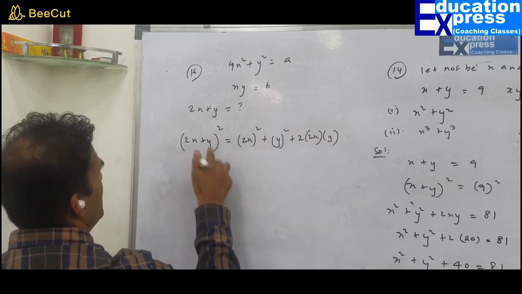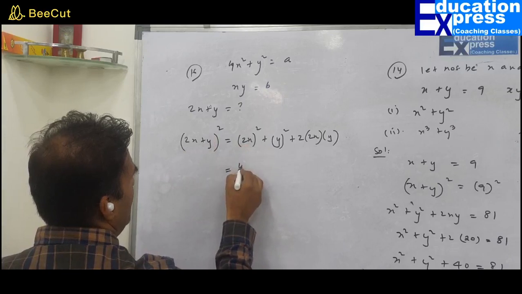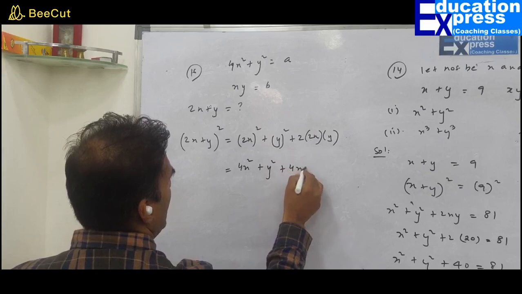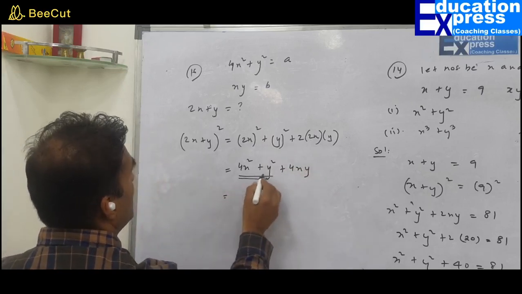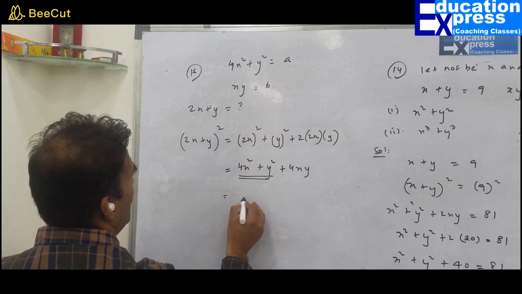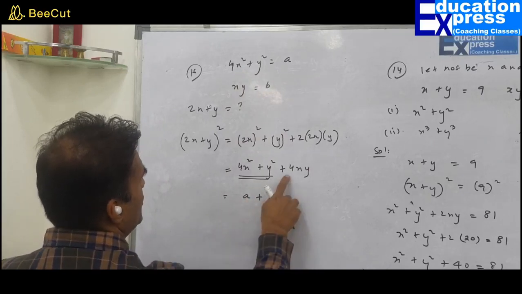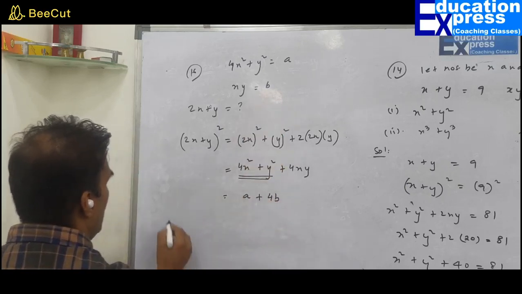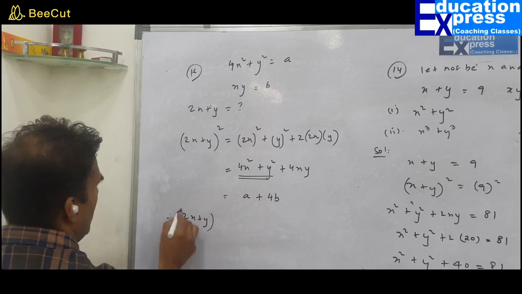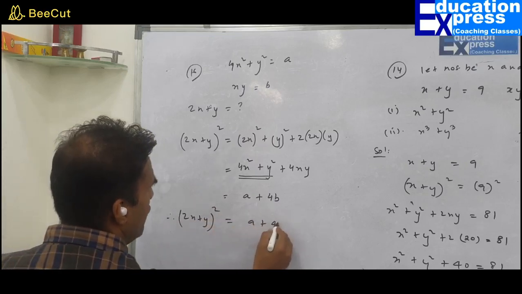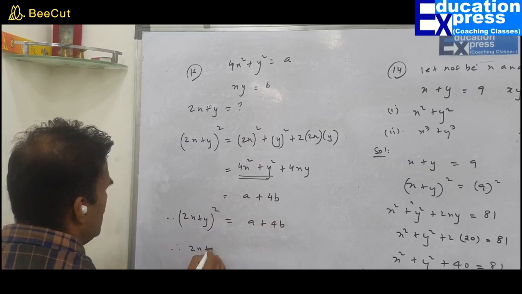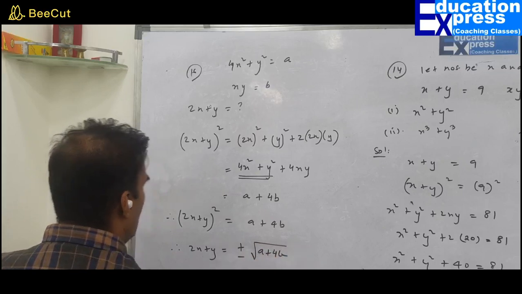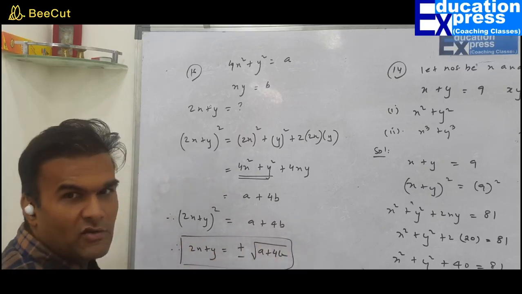What is the value of 2x plus y? We don't know. When I expand this, I get 4x square plus y square plus 4xy. Do you have the value of 4x square plus y square? Yes, sir. What is that? A. Plus, do you have the value of xy? Yes, sir. What is that? B. 4b. Therefore, (2x plus y) the whole square equals a plus 4b. Therefore, 2x plus y will be plus or minus square root of a plus 4b. This was a very simple question.